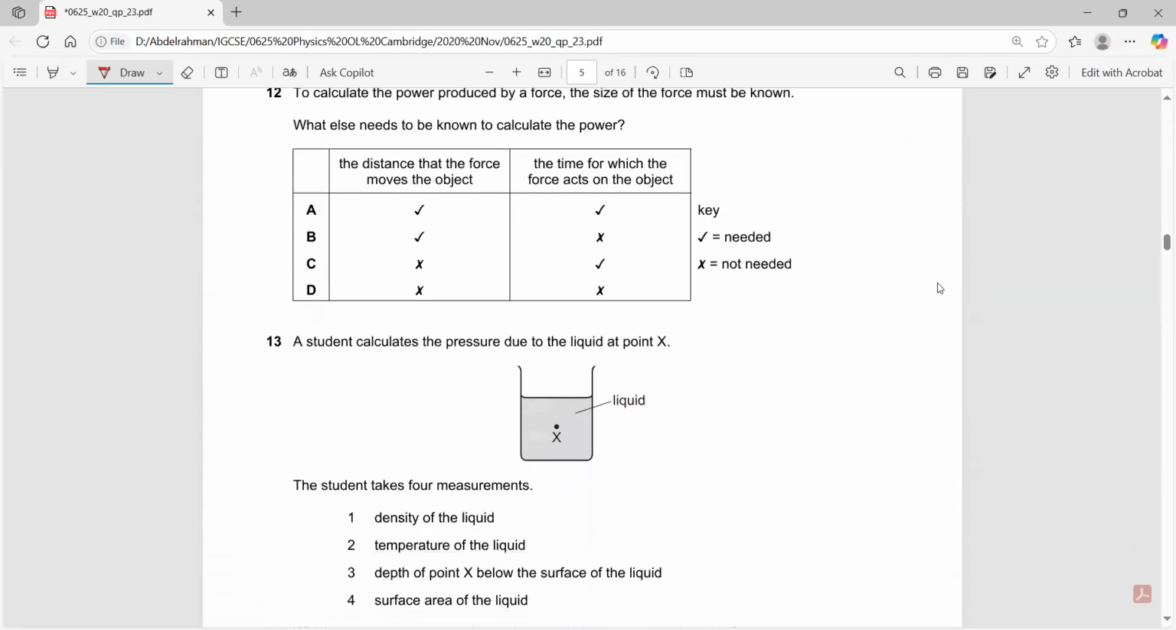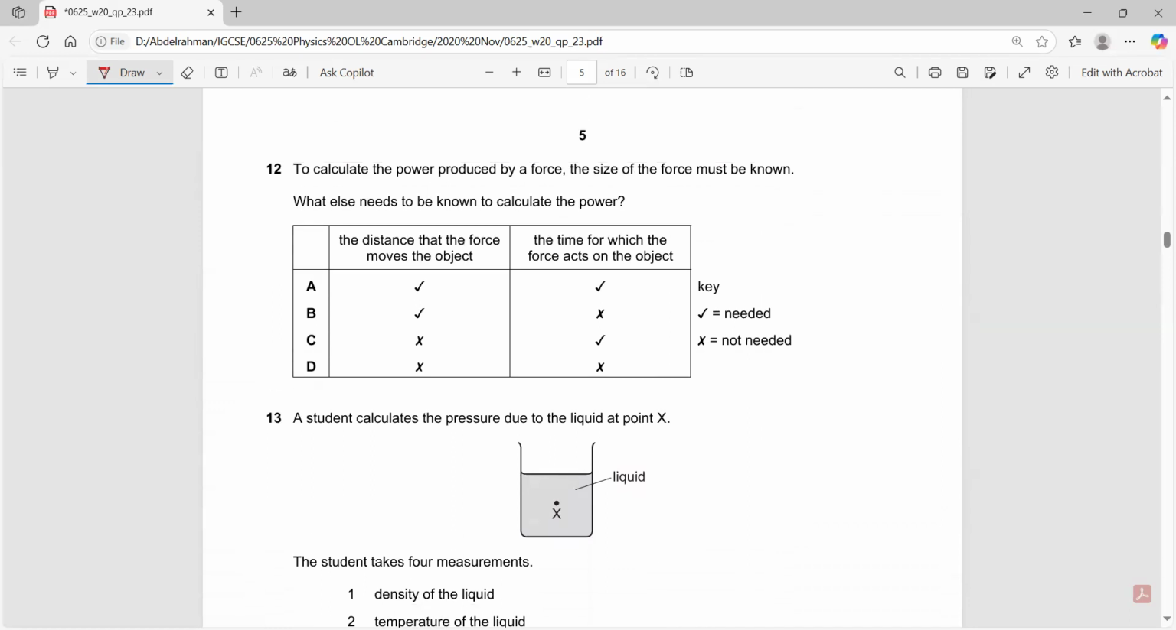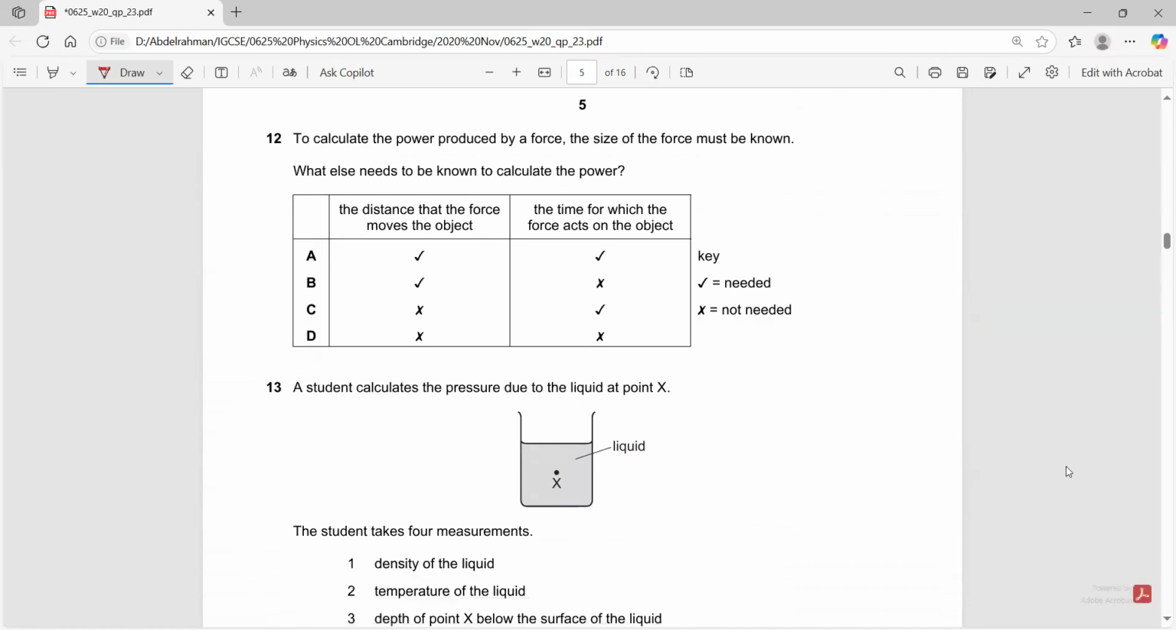To calculate the power produced by a force, the size of the force must be known. What else needs to be known to calculate the power? If you want to find the power, what do you need? Do I need the distance moved? Yes, force times distance will give me the work done. Do I need the time? Yes, power equals energy over time.